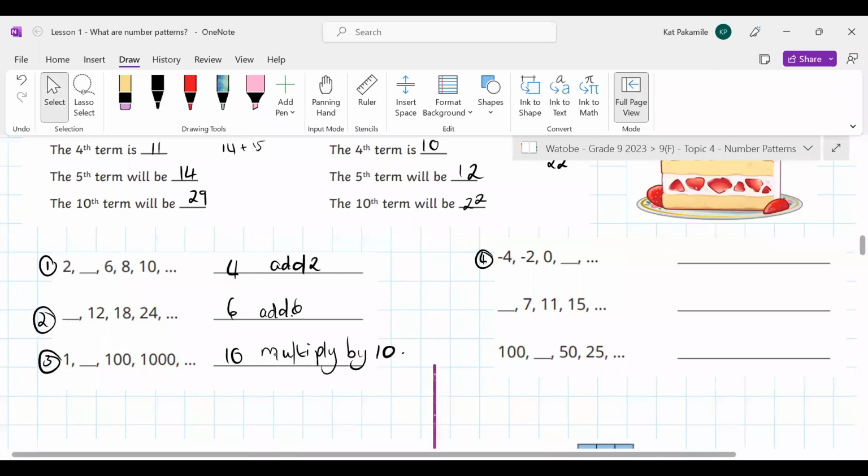See, guys, we need to know how to recognize these patterns. It's getting a little bit interesting, isn't it? You guys are superstars.